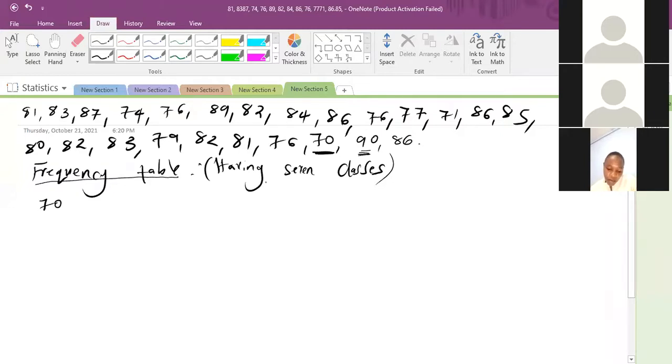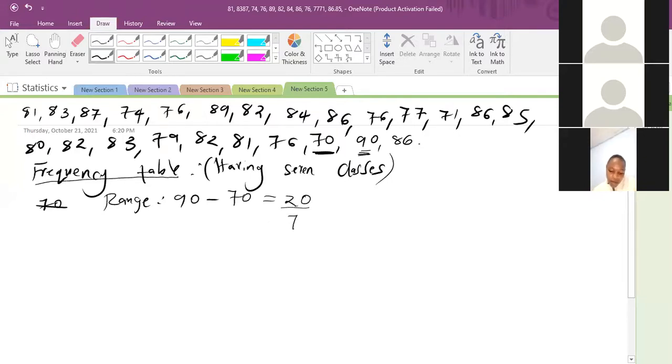The range of the data is what we are going to look for. And how do we get the range? We get the range by subtracting the smallest value from the largest value. So we get the range by obtaining the difference, that is 90 minus 70. This is the lowest and this is the highest. So 90 minus 70, what does that give, guys? That gives 20.